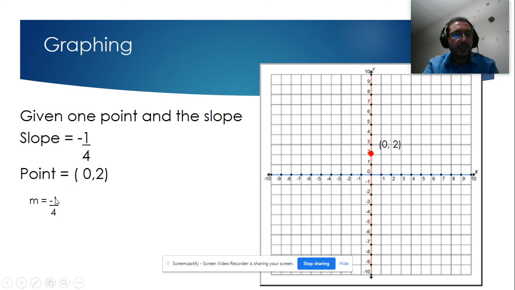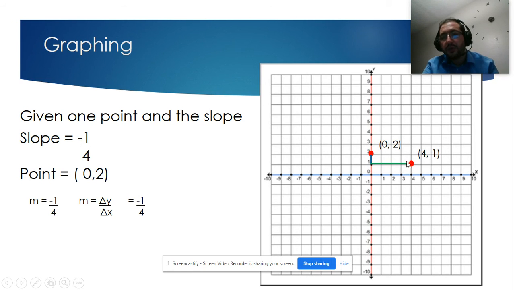Which is the change in y divided by the change in x. In this case, the change in y will be -1. The change in x will be 4, which means I need to go 1 unit down because it's negative on the y, and 4 units to the right because the change on x is 4. Okay, so I get the new point, which in this case will be (4, 1).